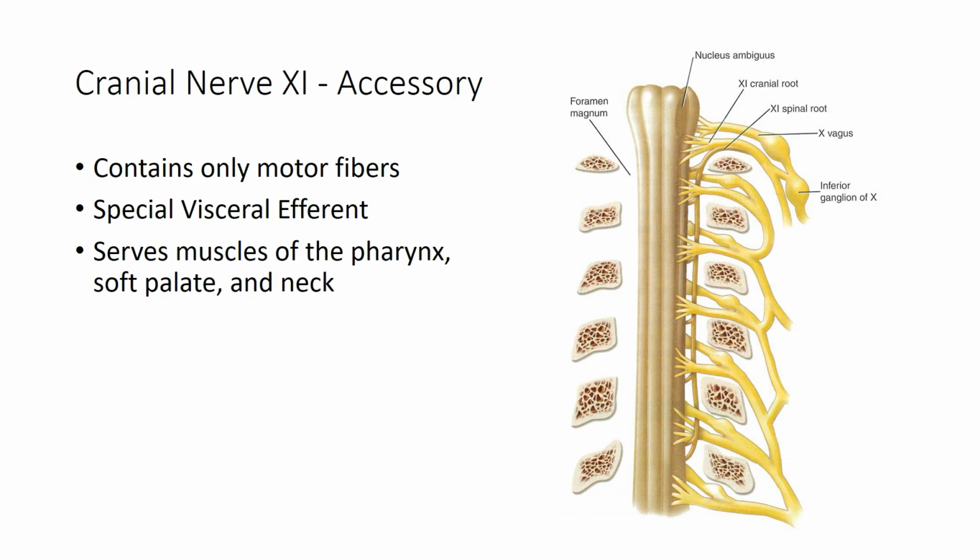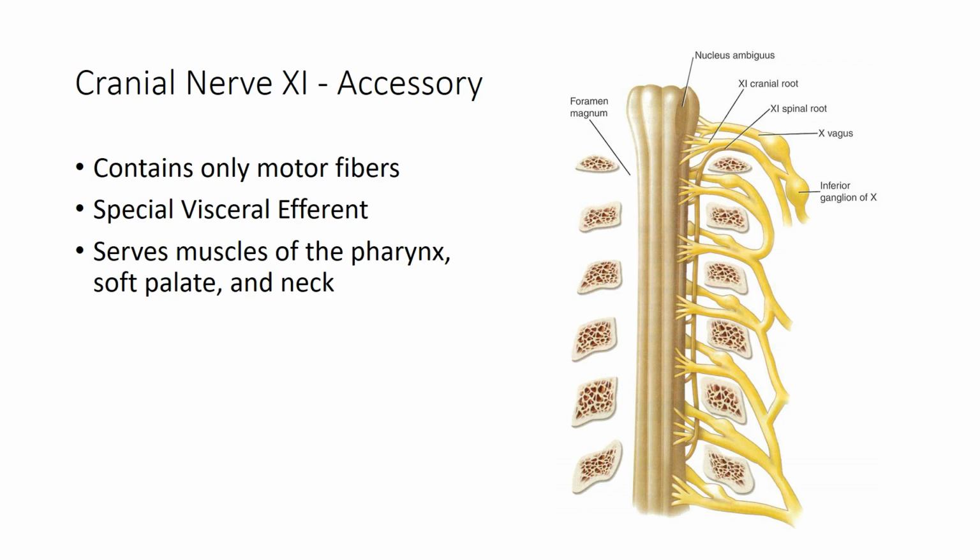Cranial nerve number 11, the accessory nerve, or the spinal accessory nerve, is a motor nerve that serves kind of a mixture of muscles from the pharynx, the soft palate, and the neck. And I included the image of this nerve to also just make you aware of how things can be a little bit more complicated in the innervation.